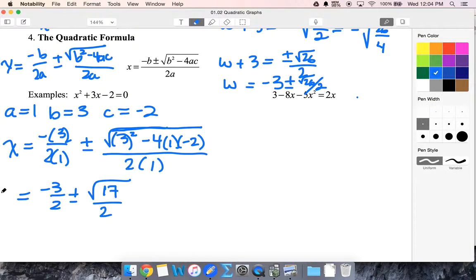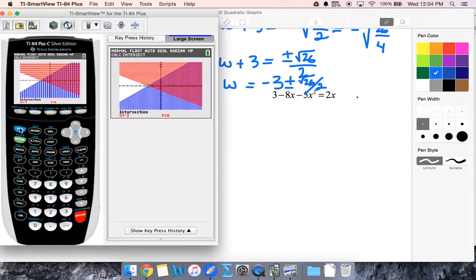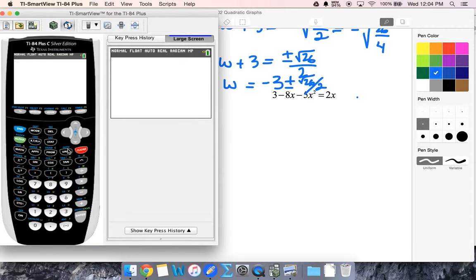And if I want to check this quickly, I'm going to just show you how to do that on the calculator. So over on the calculator, let's quit back to our home screen. I'm going to clear this out.